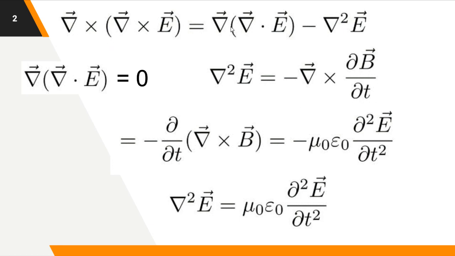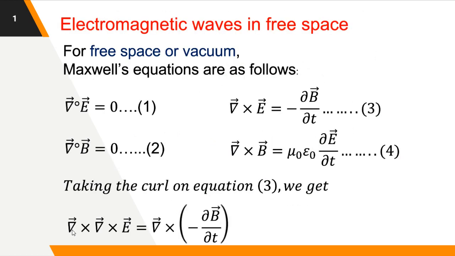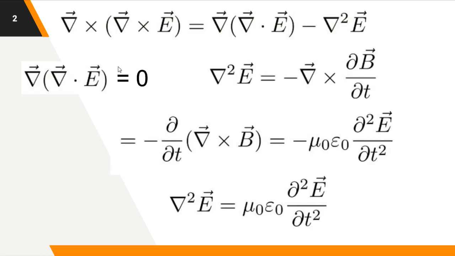Del cross del cross E is nothing but the gradient of the divergence of E minus del square E. This del square is the Laplacian operator. So it becomes like this. And in this, the divergence of E is 0 in free space, so the gradient of the divergence is going to be 0. Therefore, the first term is going to be 0.